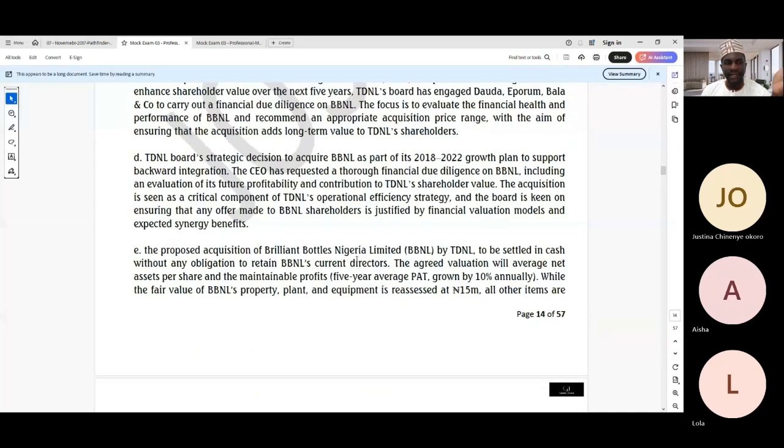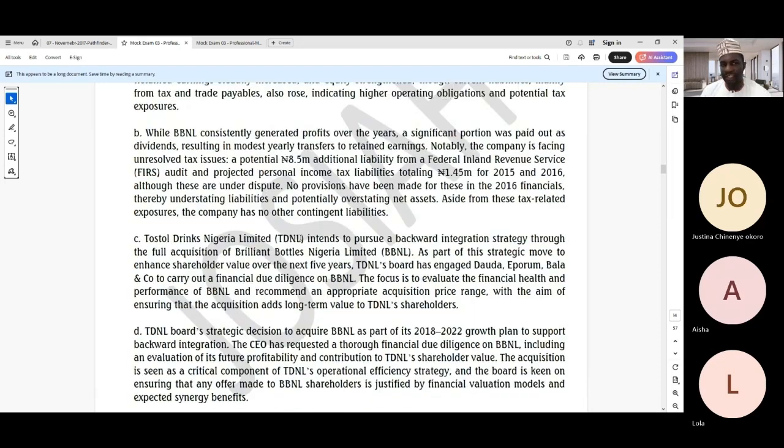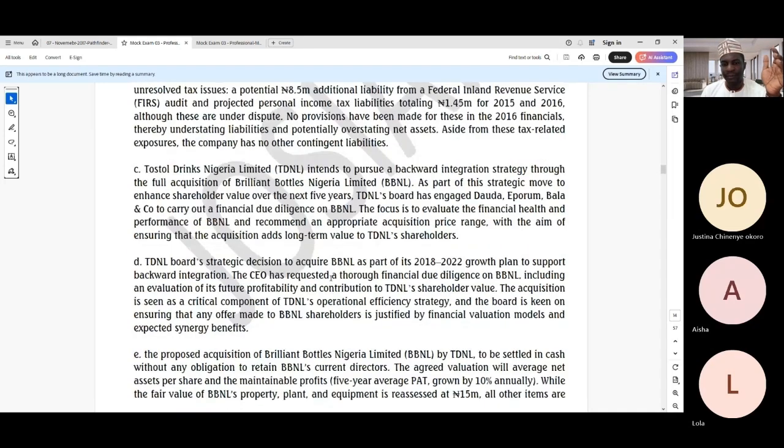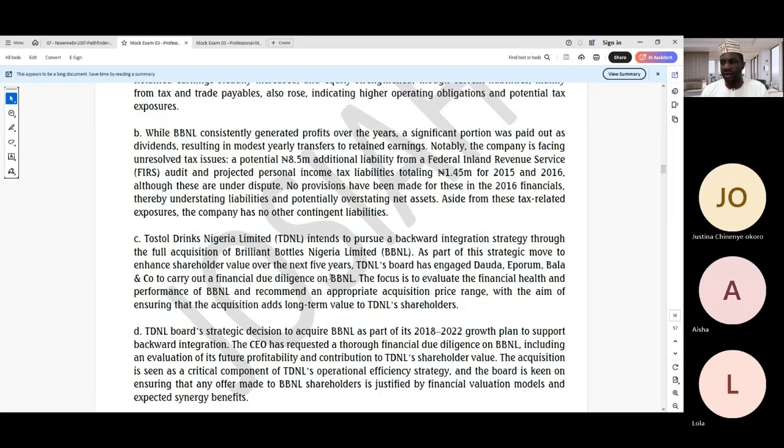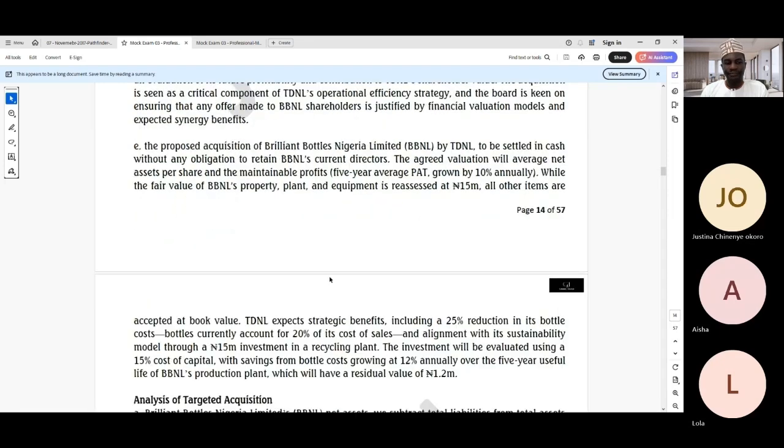And I also said TDNL's board made a strategic decision to acquire BBNL as part of its growth plan and forecast. And this helps the board with valuation models to synergize and explore the benefits of those synergies. So if you speak to 4 things generally from the exhibits, you have 4 marks and it resonates with you. So I give you 5 discussions. Just read through what could feature under discussions around data and information.